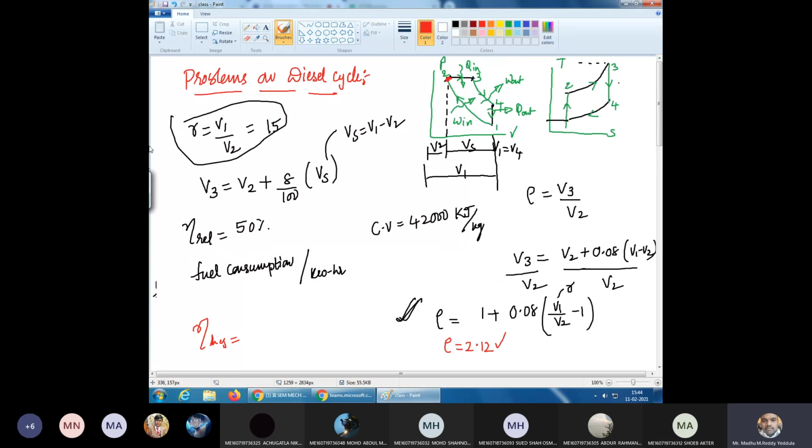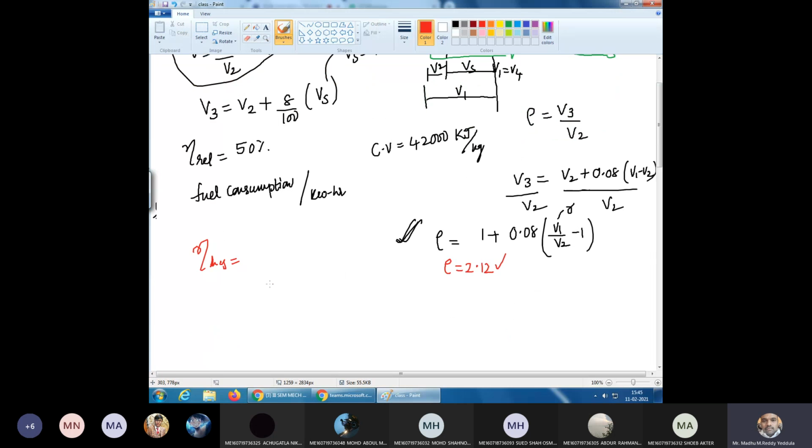Yes. Compression ratio is given in the problem itself, and we calculated the cutoff ratio by using this equation. So with this we can calculate the air standard efficiency of the diesel cycle. That one we are getting as 62%.